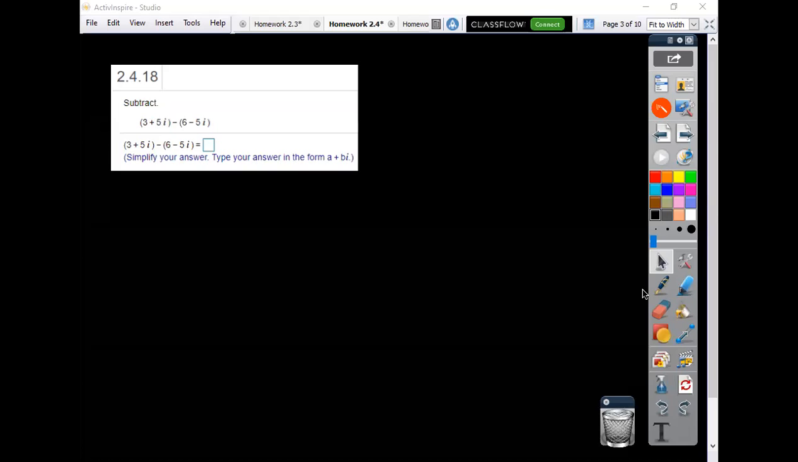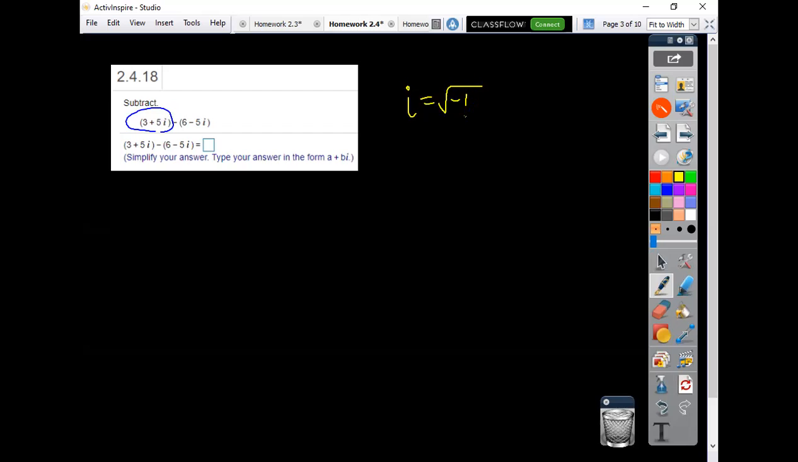All right, Algebra 2, Math Excel homework, problem 2.4.18. So these things that are called complex numbers, they have a real number part and an imaginary number part. So just the 3 would be the real part, the 5i there would be the imaginary part. And so if you have real and imaginary numbers combined, they make complex numbers. So just a reminder that we call i the square root of -1.